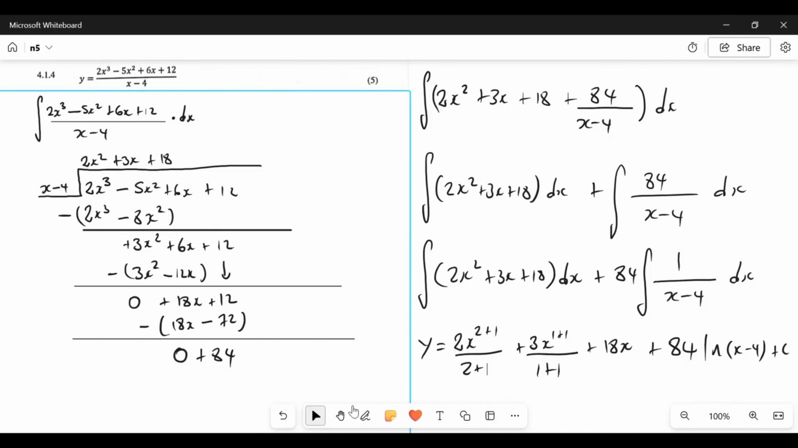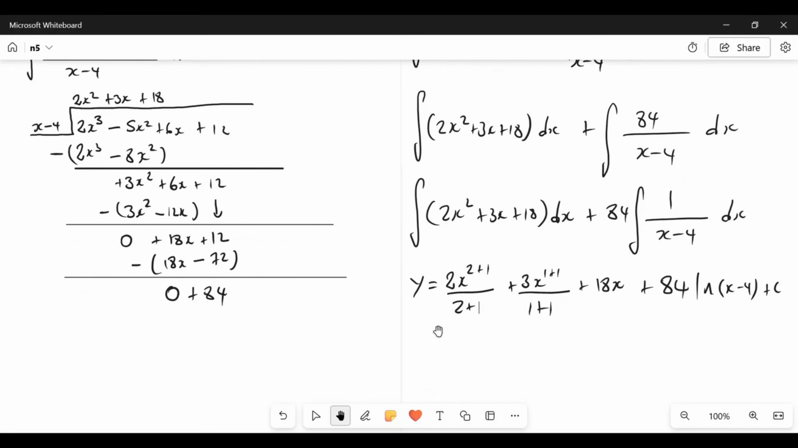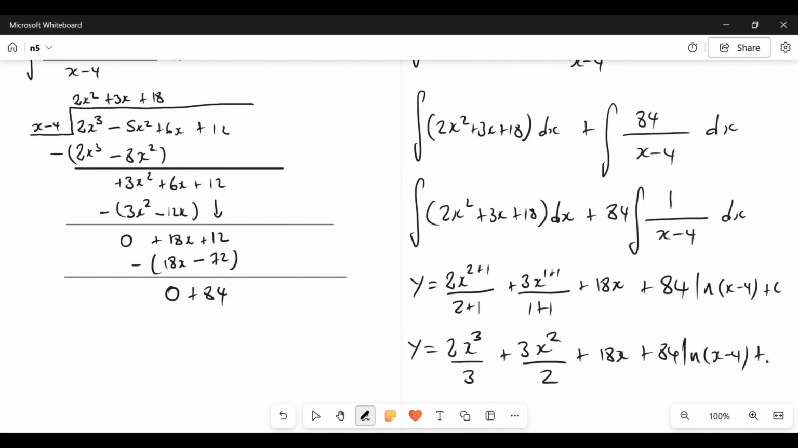So let's simplify it further. Let me create a space here, guys. You can say y is equal to 2x to the power 2 plus 1, that's going to give us 3, divided by 3, plus 3 with the power of 1 plus 1, that is going to be squared, divided by 2, plus 18x plus 84 ln, open bracket, x minus 4, close bracket, plus c. So here, guys, is our final answer.